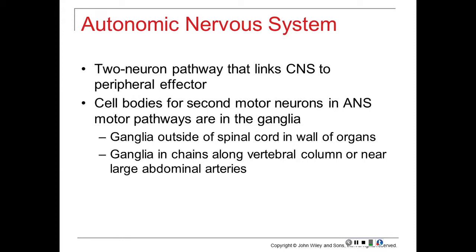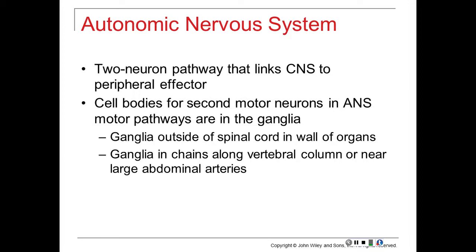So in other words, you saw in the ascending and descending tracts, in some cases, we're looking at a 3-link or maybe a 2-link pathway into or out of the central nervous system. The autonomic nervous system is just 2 neurons. There's a preganglionic fiber and a postganglionic fiber. The cell bodies for the second motor neuron, or postganglionic fiber, are always within the ganglia. The ganglia, if you recall, are gatherings or clusterings of cell bodies outside of the spinal cord.